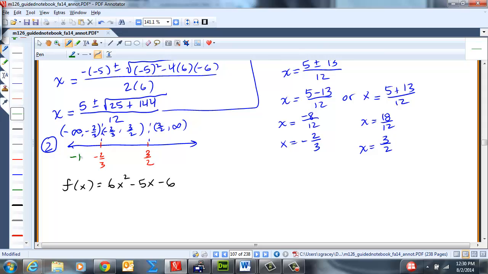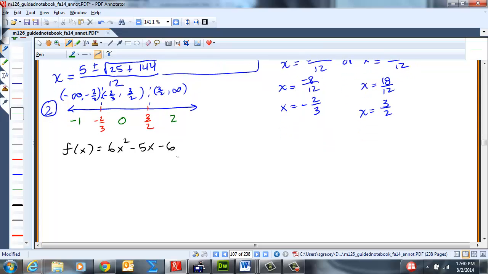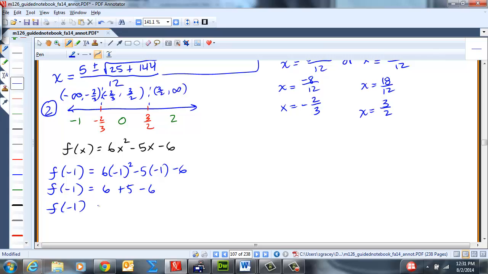So let's pick numbers to test. Let's see, negative 1 is to the left of negative 2 thirds. 0 is in this interval, and positive 2 is to the right of 3 halves, so those numbers will work. So then we'll be evaluating f at negative 1 is equal to 6 times negative 1 squared minus 5 times negative 1 minus 6. F at negative 1 is 6 times 1 is 6 plus 5 minus 6. So f at negative 1 is 5, and 5 is greater than 0. So put a little positive sign in there.